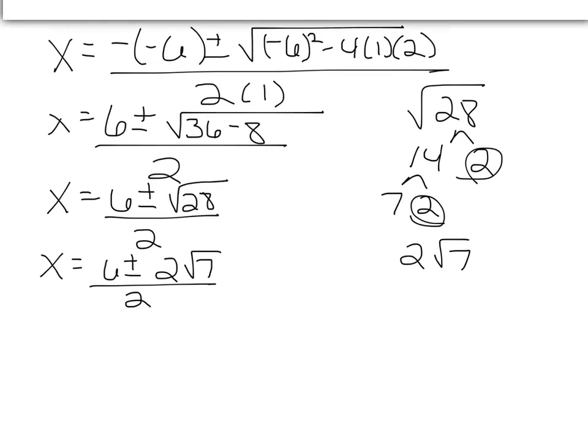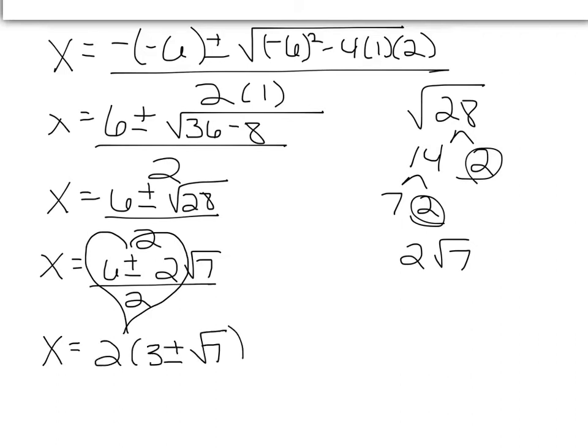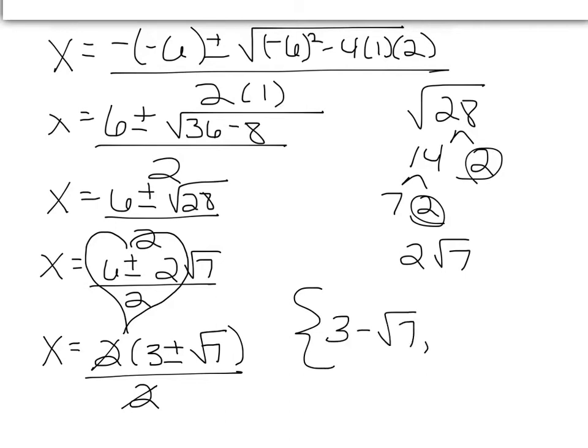And now you can factor a 2 out of the numerator, leaving you with 3 plus or minus the square root of 7. And then your 2's are going to cancel. So your answer is just 3 minus the square root of 7, 3 plus the square root of 7.